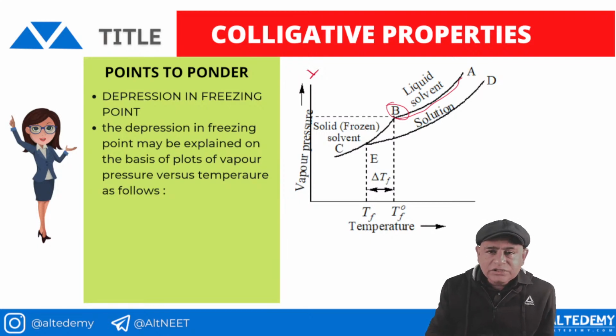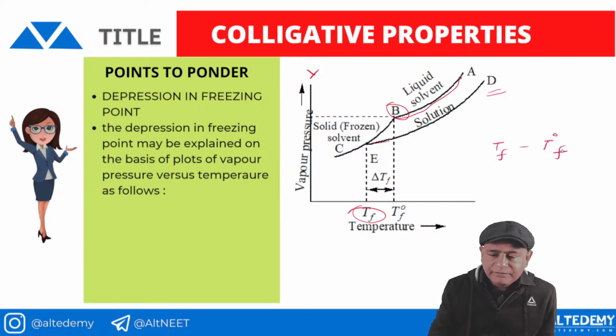Now, in this solvent, we are adding some kind of non-volatile solute. Now it becomes a solution. Now the graph of this solution will be like this graph D. Whatever was the freezing point previously, it will go further down and it will come to this place, TF. And this particular difference, T0 minus TF, this is called depression in freezing point, right?